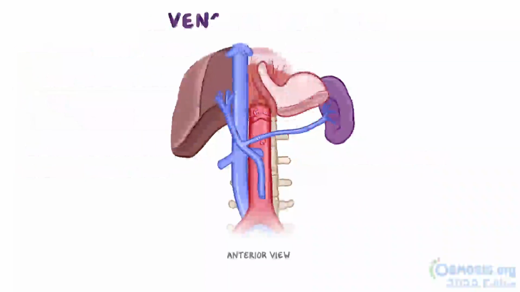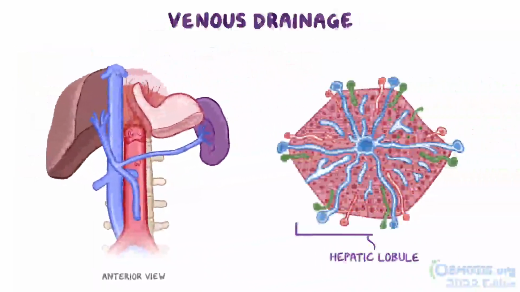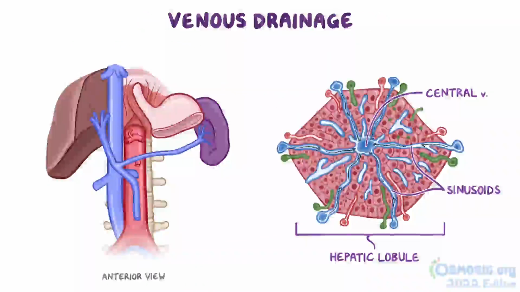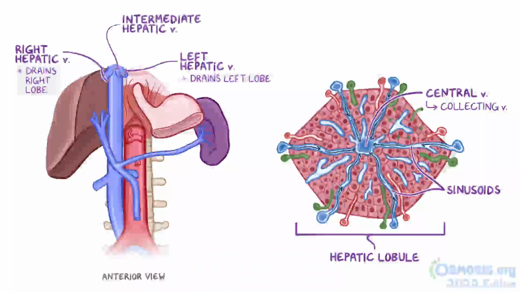Now let's talk about venous drainage of the liver. Within each hepatic lobule, blood flows from the periphery through sinusoids to a central vein. Blood from the central vein drains into a collecting vein, and then into one of three hepatic veins, and finally to the inferior vena cava. The right hepatic vein drains the right lobe of the liver, the left hepatic vein drains the left lobe, and the intermediate hepatic vein, which lies between these two lobes, drains the central part of the liver.